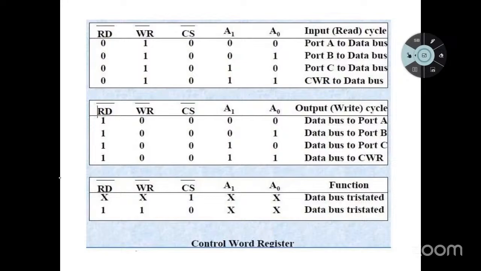ఇక్కడ చూడండి chip select. A0 A1 port selection: A0 A1 00 ఉంటే port A, 01 ఉంటే port B, 10 ఉంటే port C, 11 ఉంటే CWR. 8255 PPI function of controlling is called CWR. CWR stands for control word register.